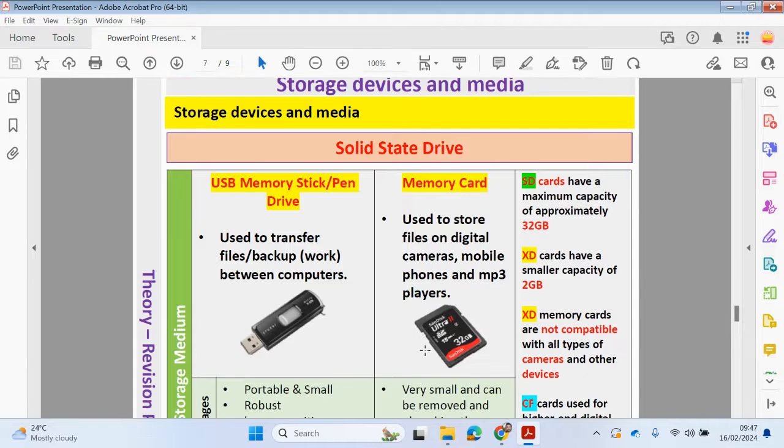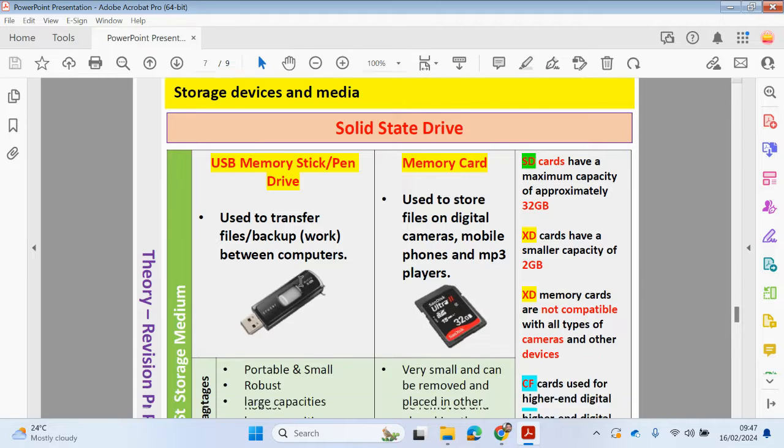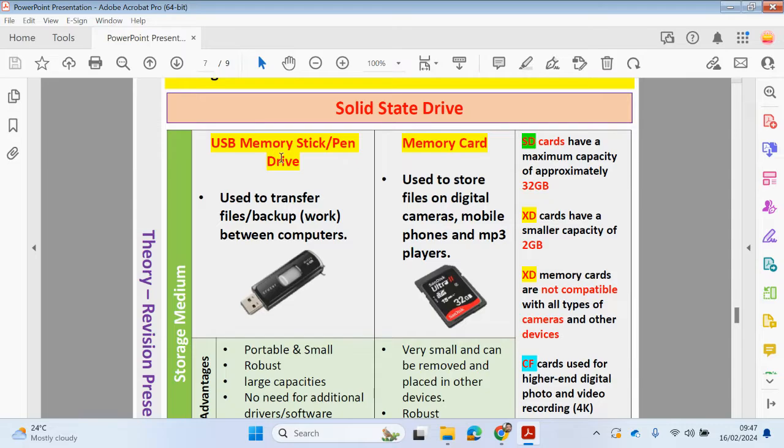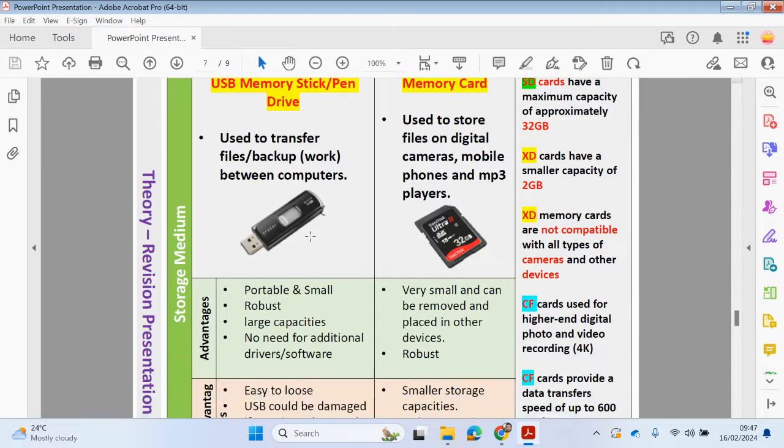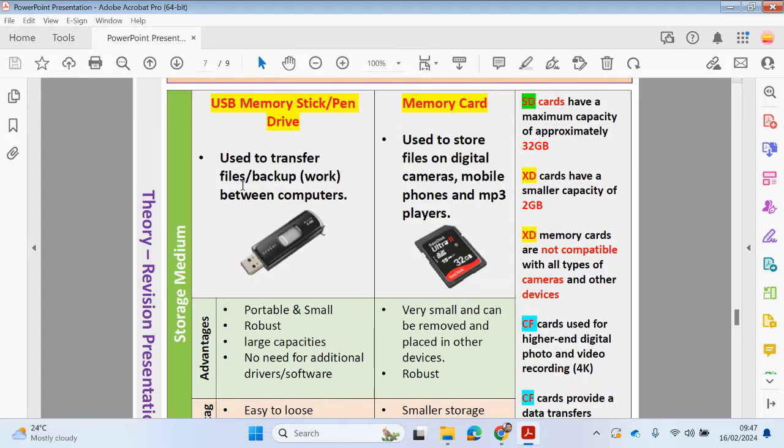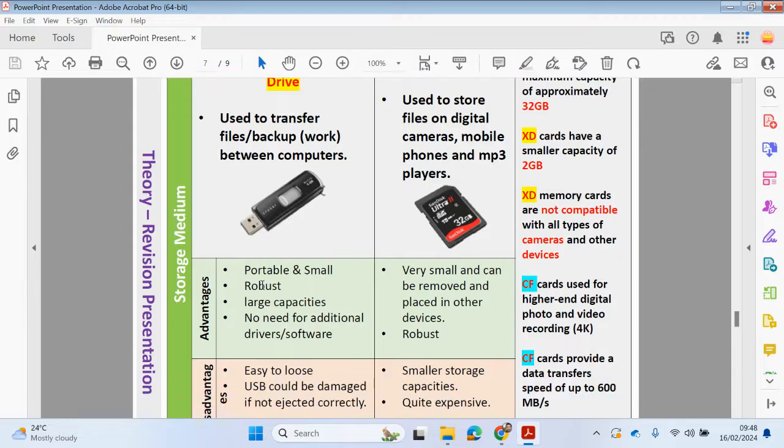You can also have these other solid state drives. It could be a USB stick or pen drive, and these can be plugged into your computer. They are all removable and can be used to transfer files or back up your data between computers. The advantage is that it's portable and small. It's robust. If you compare it to a CD-ROM, Blu-ray or DVD, you could probably drop this and it's still going to be working.